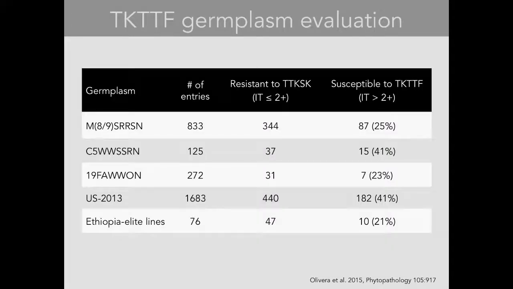Finally, after identifying and characterizing the race, we evaluated this germplasm collection. These are the international spring wheat and winter wheat nurseries, the North American nursery, and also this group of Ethiopian elite lines. And what I want you to see here is the last column, which shows that between 20 to 40% of the lines that were resistant to TTKSK then became susceptible to race TKTTF. So this race continued narrowing the amount of germplasm that is available and effective to control these 2 relevant races.